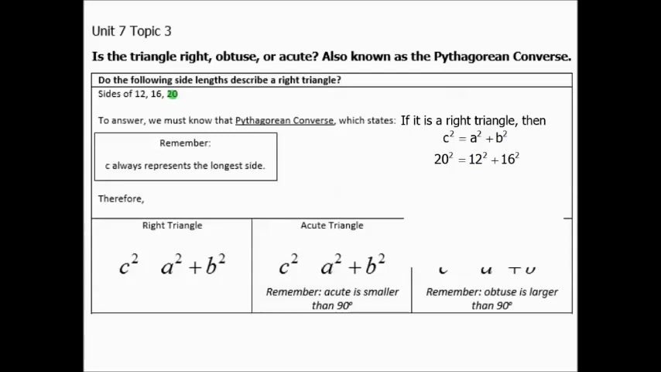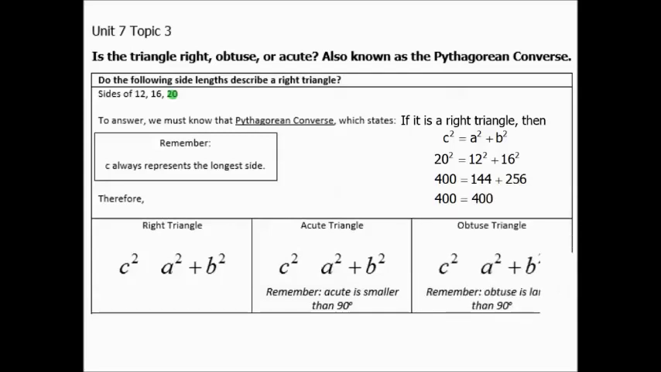I don't know that, so that's a question. I'm checking it. So I plug it in, and I'm asking myself, is 400 the same as 144 plus 256? 400 equals 400, so this is a right triangle.